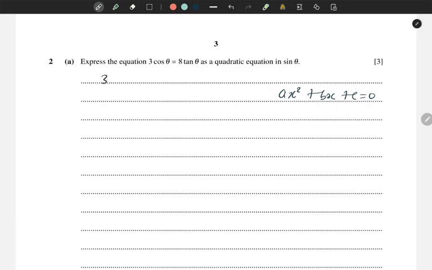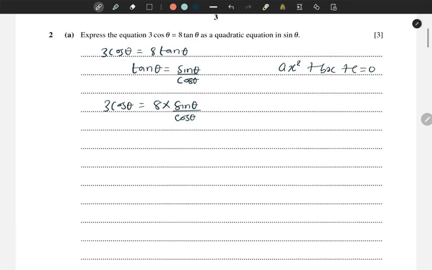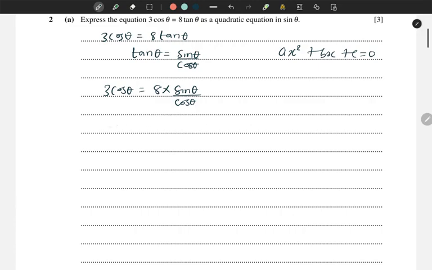So we have 3 cos theta, then 8 tan theta. You should remember that tan theta can be written as what? Sine theta over cos theta. So make the substitution there. You have 3 cos theta equals 8 multiplied by what? Sine theta over cos theta. So you multiply both sides by cos theta. Now this becomes 3 cos squared theta equals 8 sine theta.